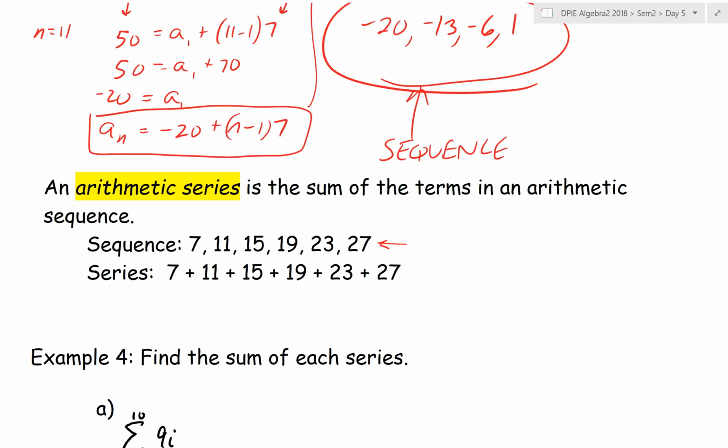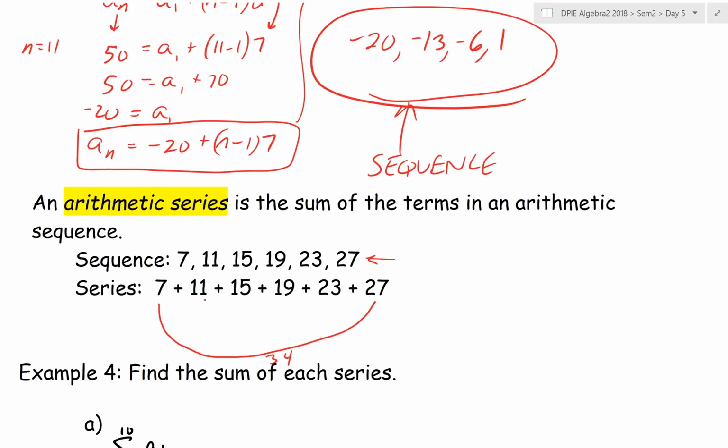And so to find the sum of an arithmetic series, I want you to recognize a pattern. If I add the first term and the last term, I get 34. If I add the next term, the second term, and the second to the last term, I also get 34. And then if I add the two middle terms, I also get 34. And that will work for any arithmetic sequence we look at.